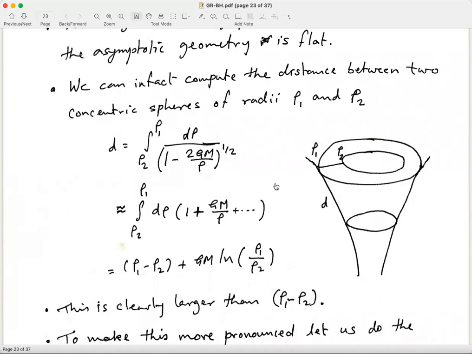So the best way to draw the geometry is to draw it in this particular fashion. Instead of drawing concentric spheres in this fashion, you draw a sphere at radius rho 1 here and a sphere of radius rho 2 down here, and you measure the distance in this particular fashion. So this distance in flat space would clearly be smaller than this distance that we are measuring in the Schwarzschild geometry.